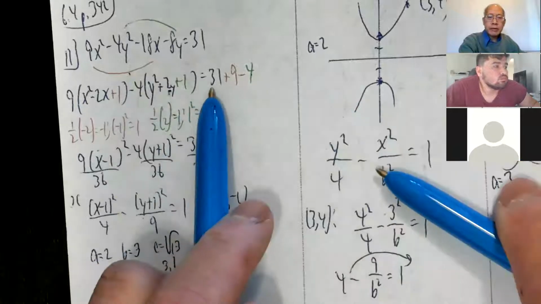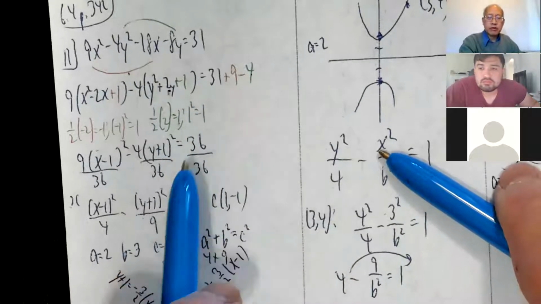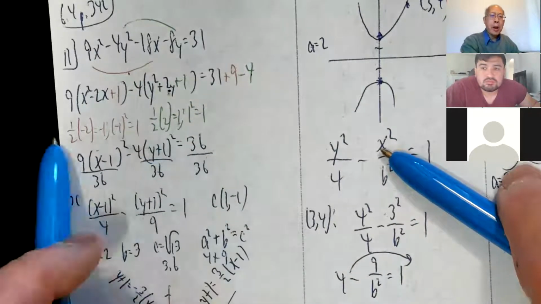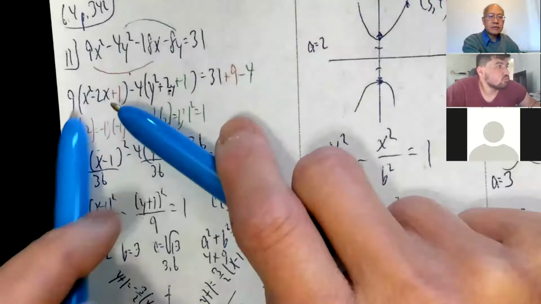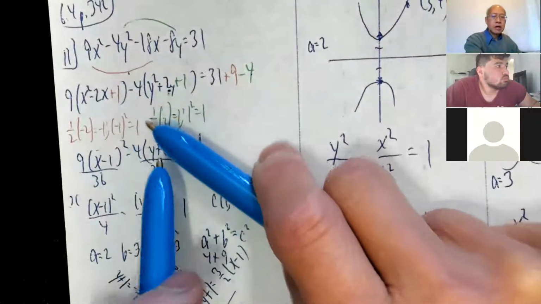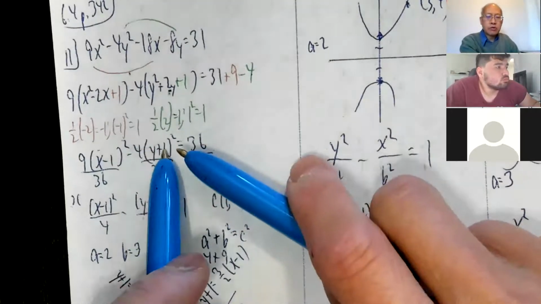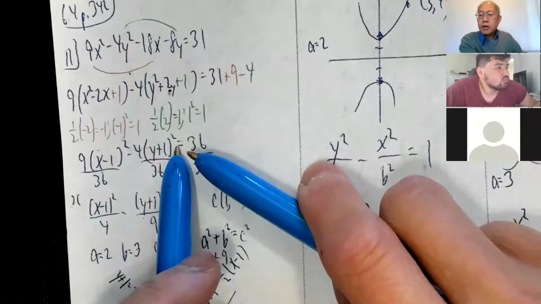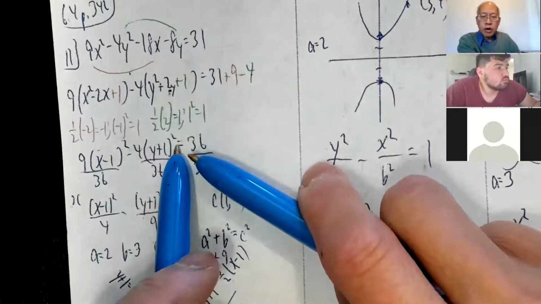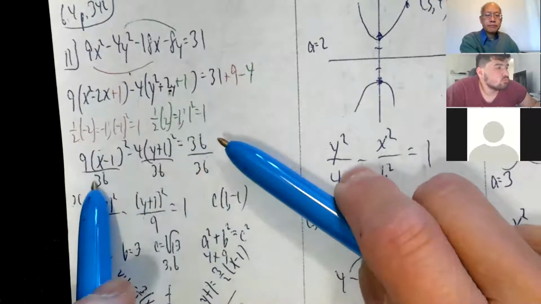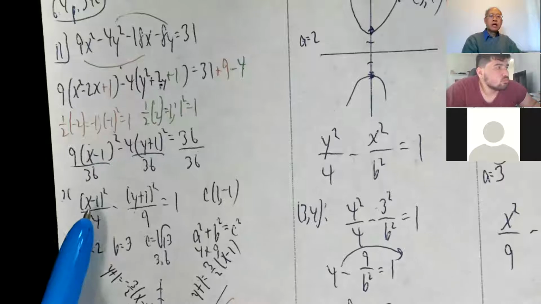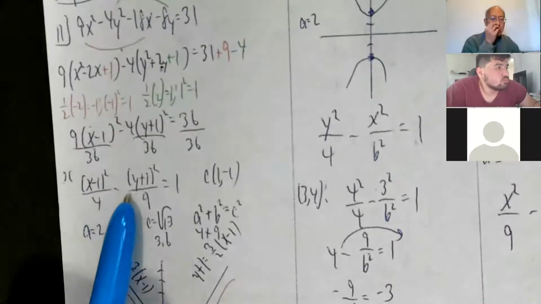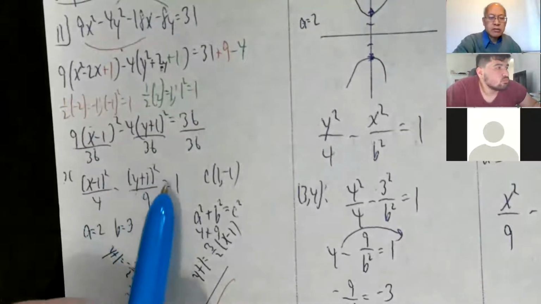So the right-hand side now becomes 31 plus 9 minus 4. That happens to be 36. This factors into 9 times x minus 1 squared minus 4 times y plus 1 squared equals 36. I want the right-hand side to be 1, so divide by 36. (x minus 1) squared over 4 minus (y plus 1) squared over 9 equals 1.